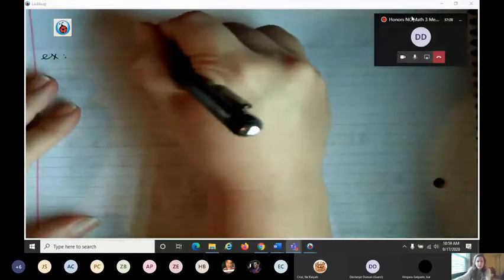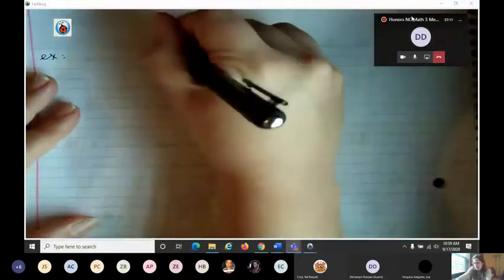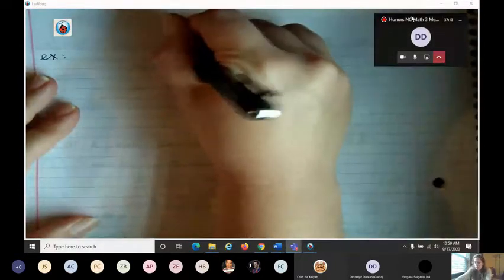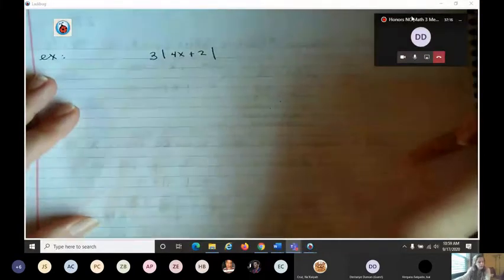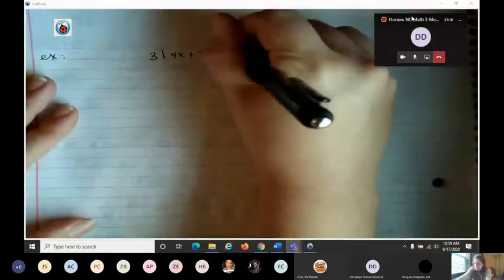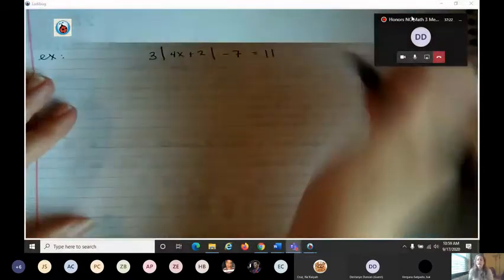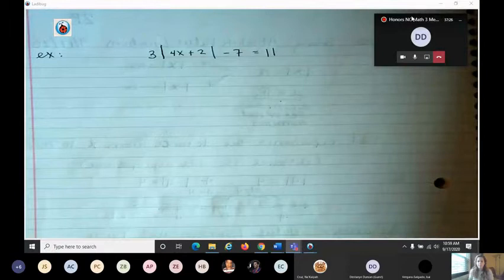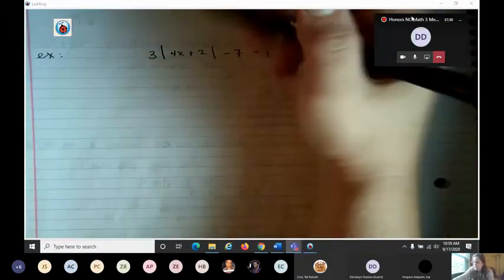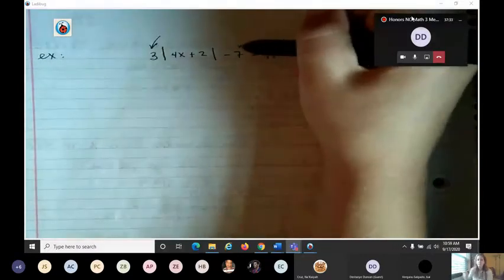So in the next example, I'm going to have one where I have 3 out front of the absolute value bar, and then I have 4x plus 2 inside, and then I'm going to subtract 7 from this whole thing over here. I'm going to set it equal to 11. Now there's a bunch of stuff outside of my absolute value bars, and I've got to get rid of it all, okay? So this has got to go, and this has got to go.